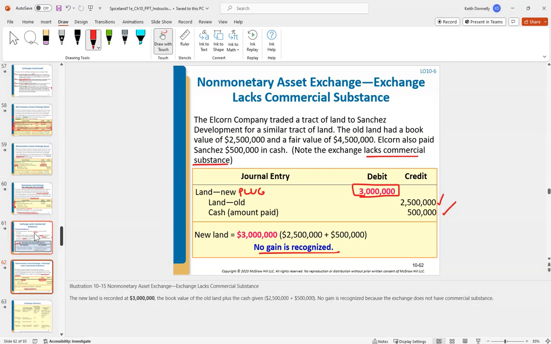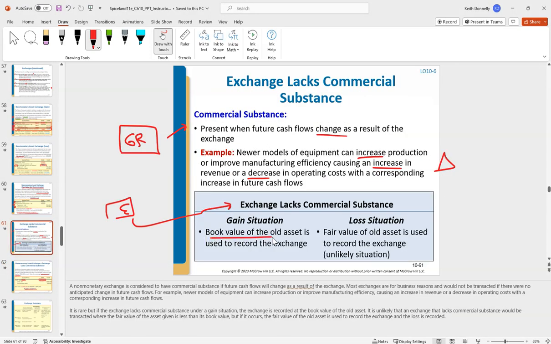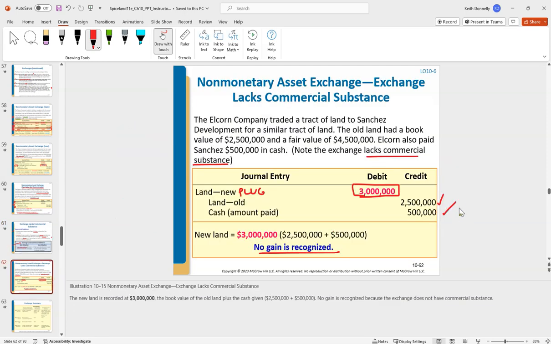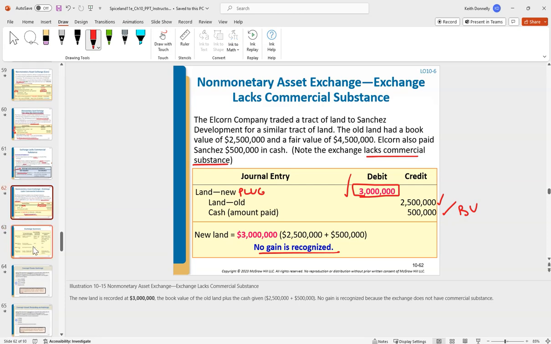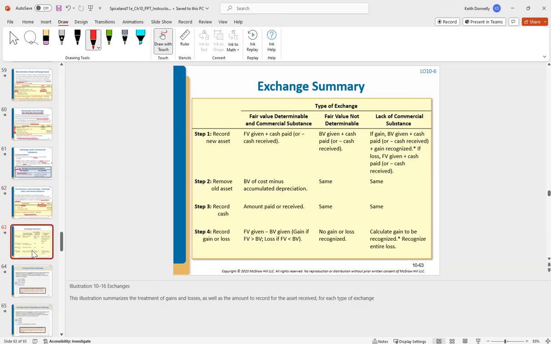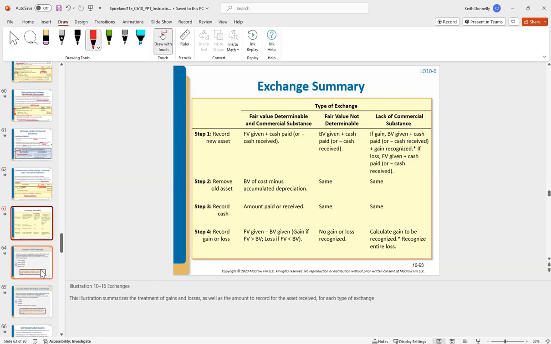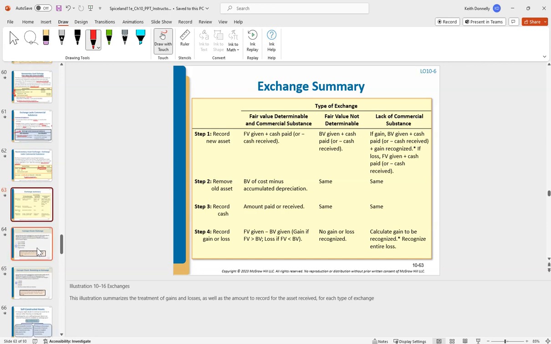This is showing the book value of the old. The book value of the old is now going to be the new on there. There's a summary chart you can look at. Again, I'm more concerned with that initial simple example, the steps on it, 1, 2, 3, 4.